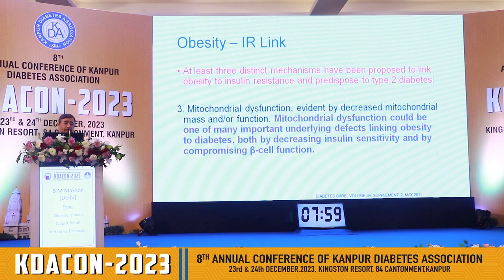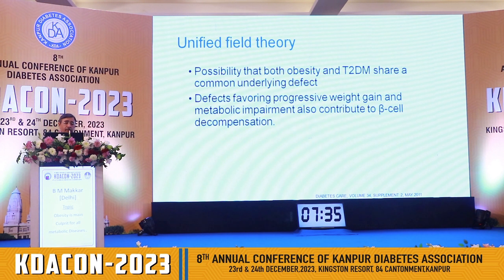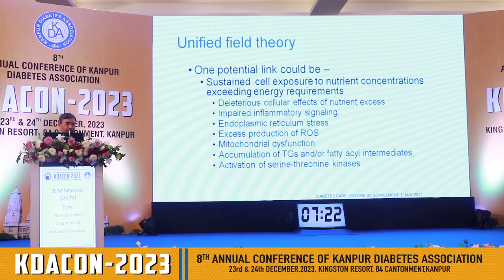And third is the mitochondrial dysfunction, which is evident in many studies by a decrease in mitochondrial number and also dysfunctional mitochondria. Now mitochondrial dysfunction may be the key defect which underlies not only the development of insulin resistance but also development of beta cell dysfunction leading to progressive decline of insulin secretion. And there is now possibility that both obesity and diabetes share a common underlying defect, and defects which favor the progressive weight gain also favor the development of beta cell decompensation.